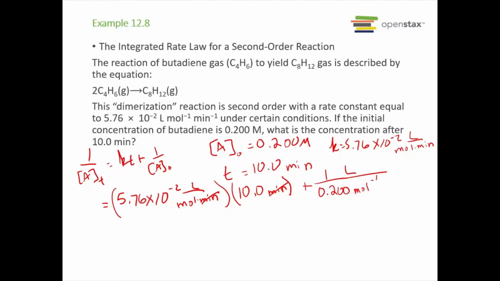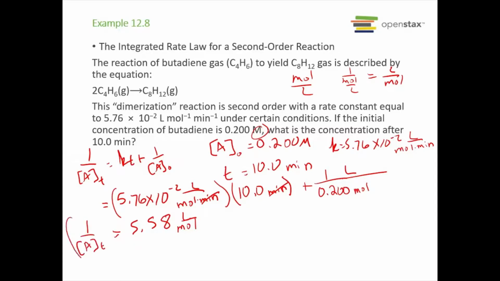Sorry, 1 liter over. So molarity, remember, is moles over liter. So when you have 1 over A naught, then that means you have 1 over moles over liters, which gives you liters over moles. There we go. And look, those units end up matching up. So we can add that to the 5.76 times 10 to the negative second. Now when we add those together, we get 5.58 liters per mole. Liters over mole is 1 over AT.